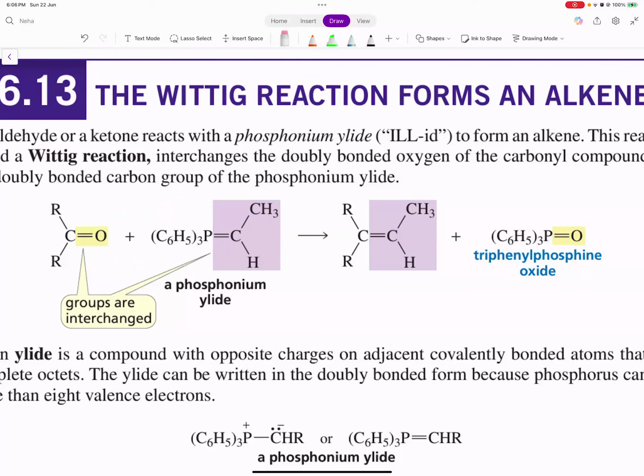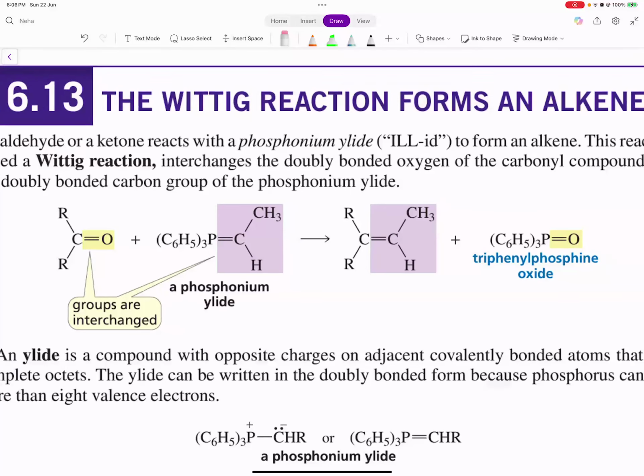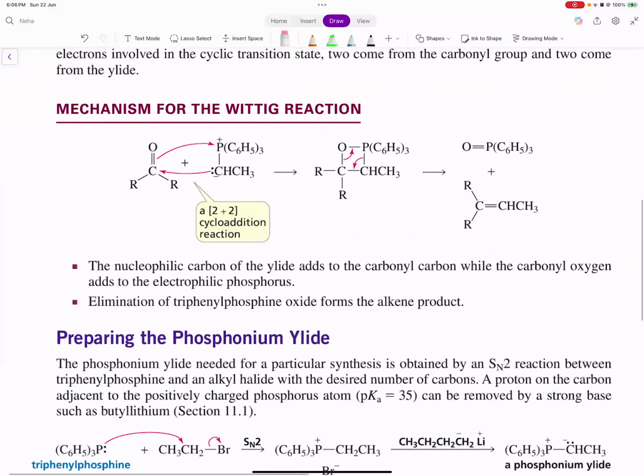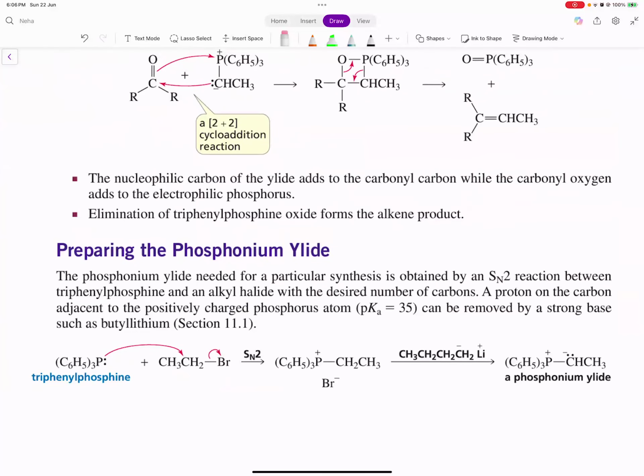They stitch these together. That is why it is so powerful, and he got a Nobel Prize in 1979. Why did he get a Nobel Prize for this? Because it is a carbon-carbon bond forming reaction. I told you about carbon-carbon bond formation. Again, we don't need the mechanism. We don't even need the reaction.